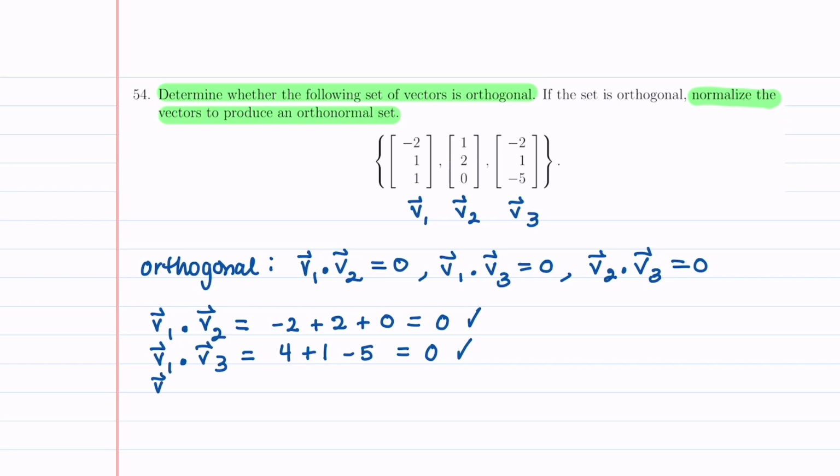Let's check our last one. We're going to take v2, and we're going to dot it with v3. So this is going to give us a minus 2 plus 2 plus 0, and that is equal to 0. So we can conclude, because all three dot products are 0, that our set is orthogonal.